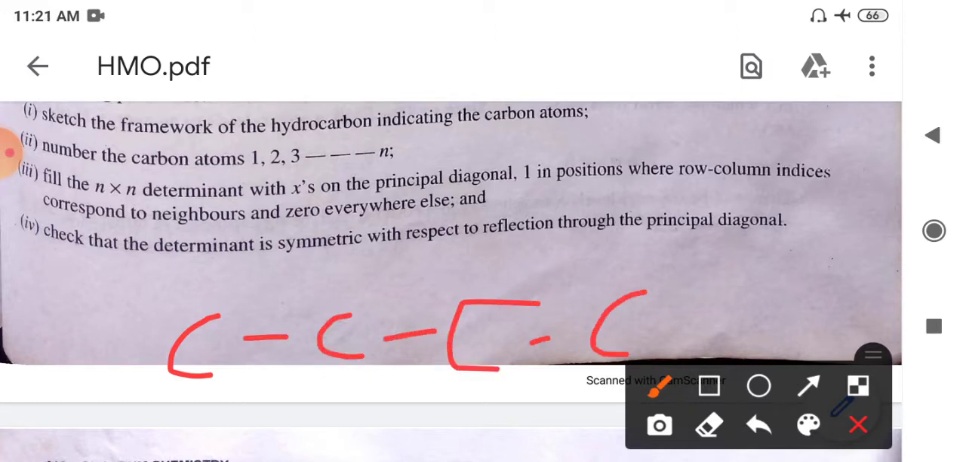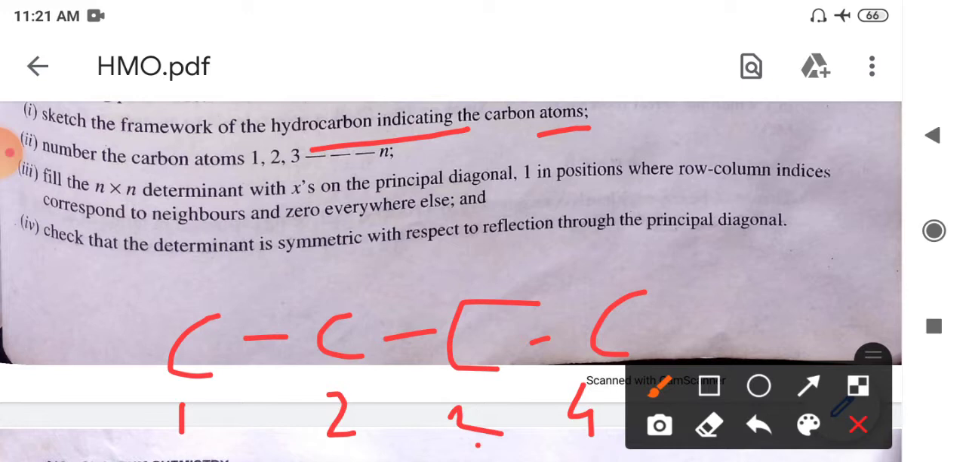So the first step is to sketch the framework of carbon atoms indicating their attachments. Okay, so you have to just write the skeletal structure of this system. For 1,3-butadiene we have this type of skeletal structure. I am labeling this carbon as 1, this 2, this 3, and the last one is the 4th carbon atom. Now, how many carbon atoms are there in total? There are 4 carbons in total.